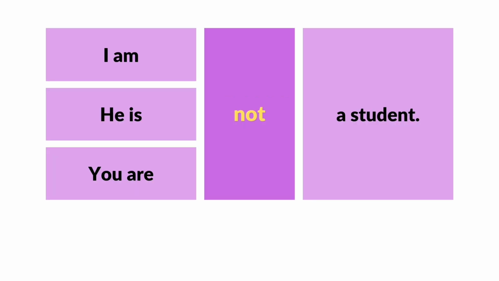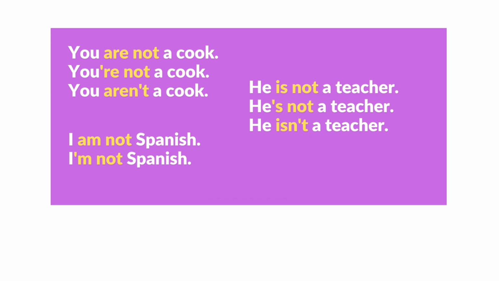As you can see here, I am, or he is, or you are, plus the word not, plus the rest of the sentence. I am not a student. He is not a student. You are not a student. Some more examples here now.